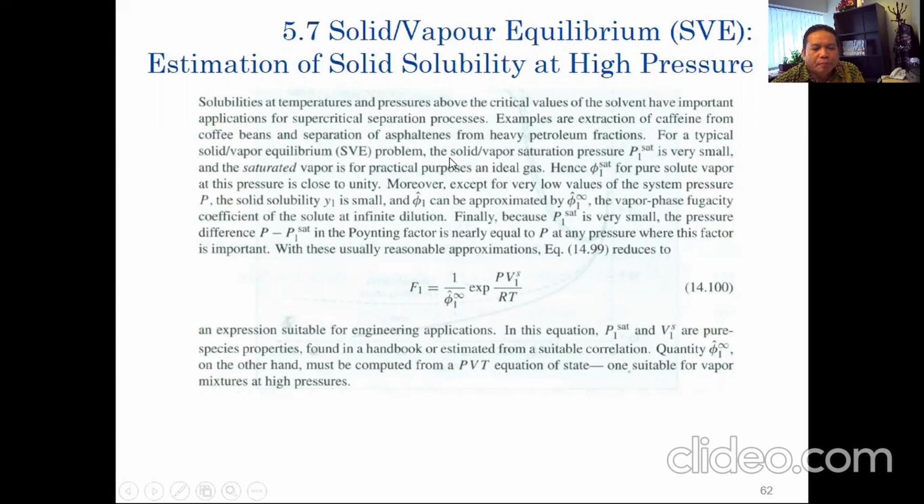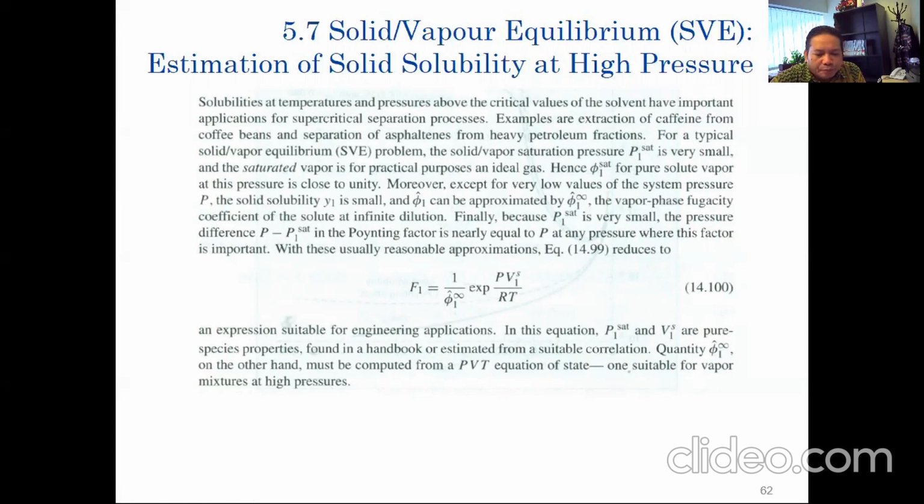For a typical solid-vapor equilibrium problem, the solid saturation pressure is very small. All of this information we can rewrite into this form, where the activity coefficient here can be approximated as its infinite dilution value. Remember infinite dilution: we have the straight line, so it is close to the axis there.